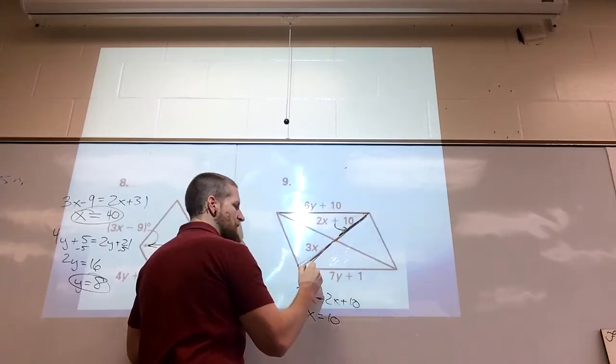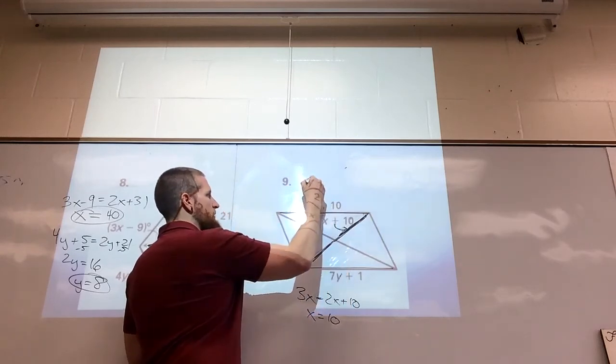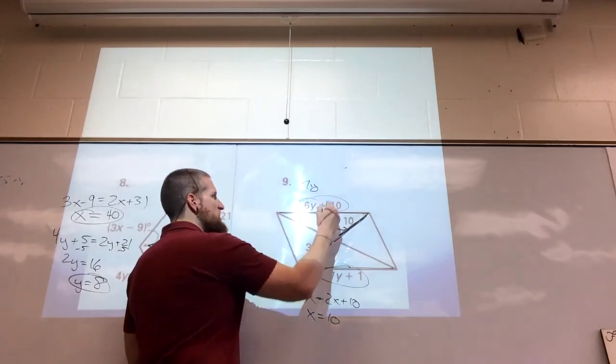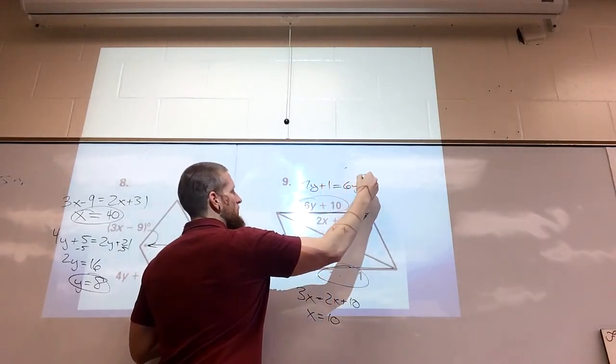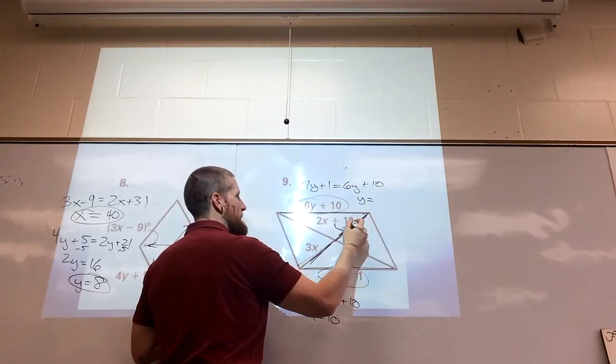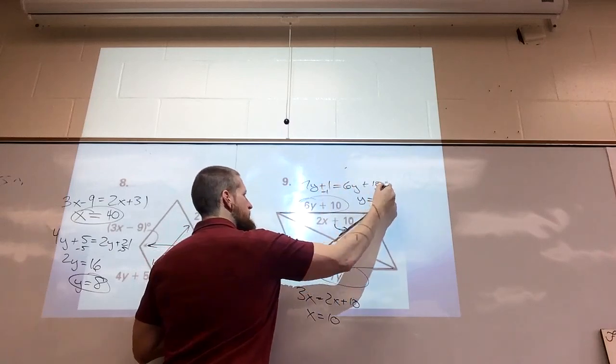6y plus 10 is on that side, the other one's on that side. Those are opposite each other, correct? Is this part and this part opposite each other? Yes. Set it equal. So if I solve this out, I get y equals how much? 9.